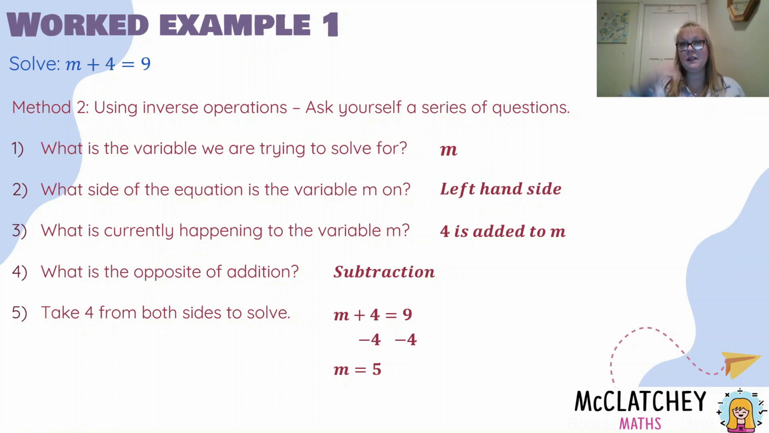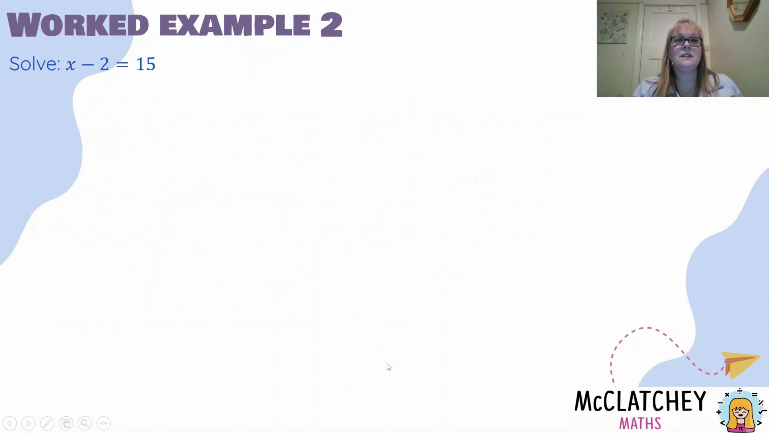That's why I like this method, because it works like a sum that you can work down. And you're basically working down, and whatever you're left over with on this side, M +4 -4 is just M. 9 take away 4 is just 5. So that was our first worked example.